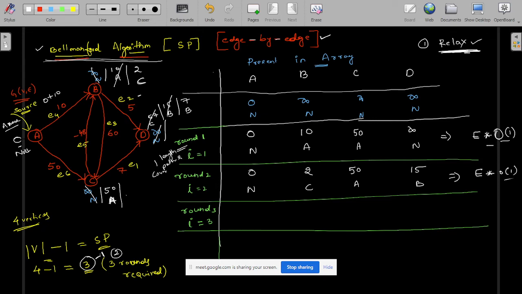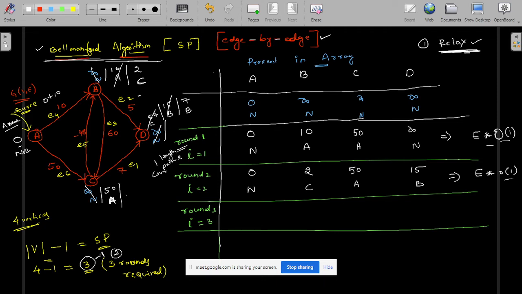Go to the e4. 0 plus 10, what is the value? Okay, 10. It is 2 already, so compared to 10, it is lesser. Don't change. Okay, e4 is over. Again go to the e5. 50 minus 48, what is the value? 2. Don't change anything. Okay, keep it like that only.